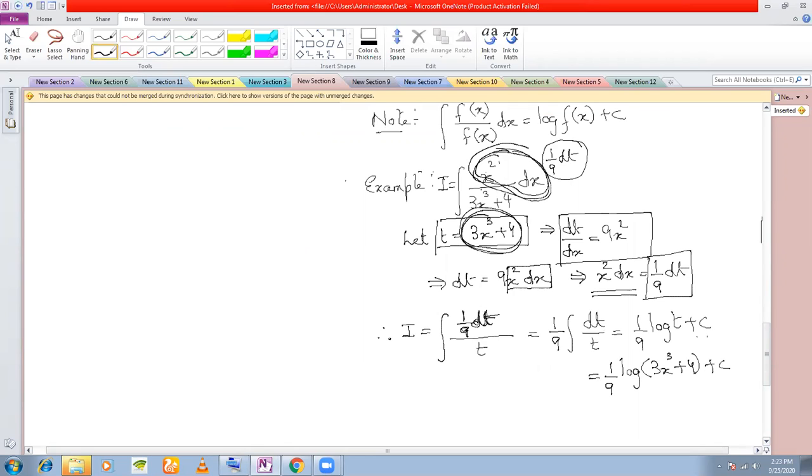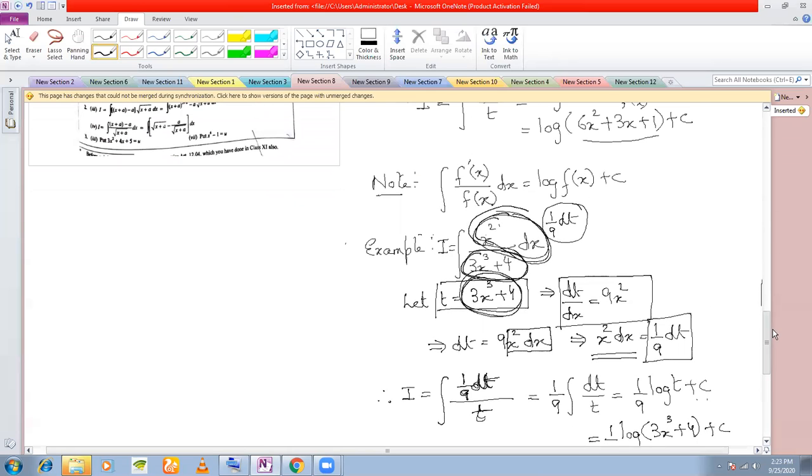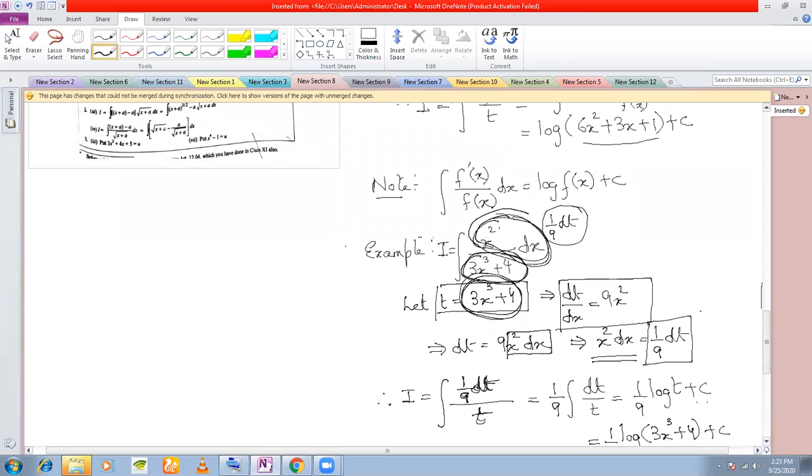3x cube plus 4. What is the denominator here? I had taken the denominator to be t, 3x cube plus 4. That is why. So this is how we change the variable in the method of substitution. What we do is we change the variable from x to t, then integrate and then put back the value of x.